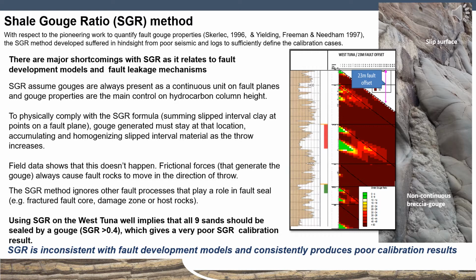Frictional forces that generated the gouge always cause fault rocks to move in the direction of throw, so any gouge is in the wrong spot. The SGR method ignores other fault processes that play a role in fault seal, e.g. fractured fault core or damaged zones or host rocks.